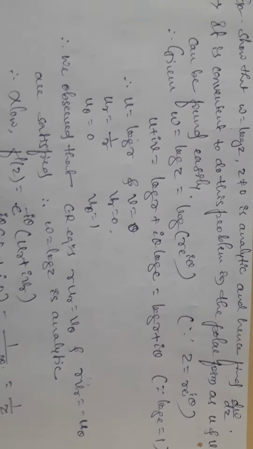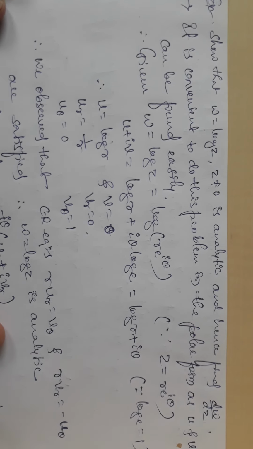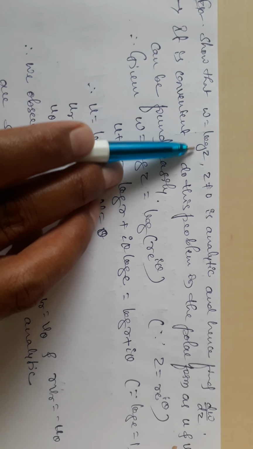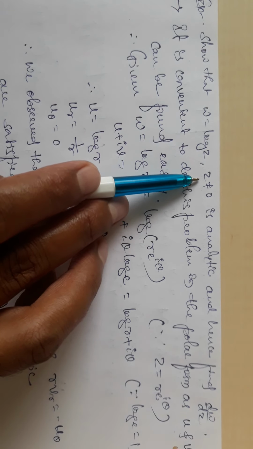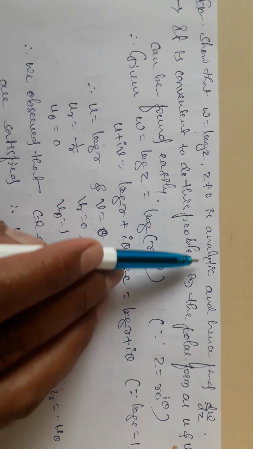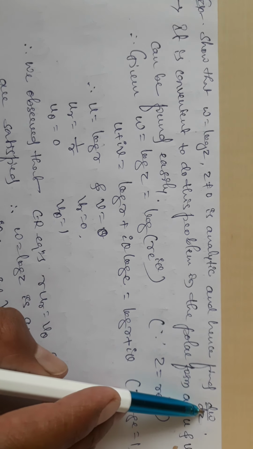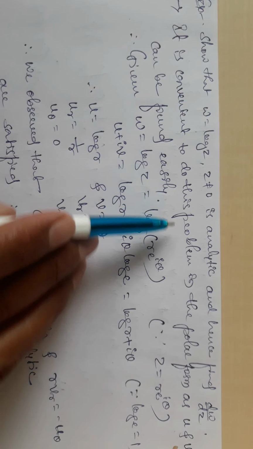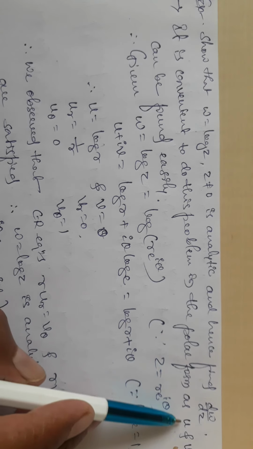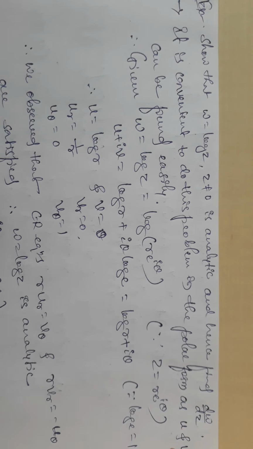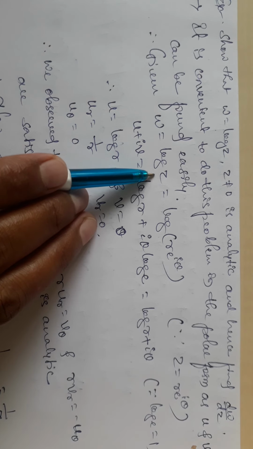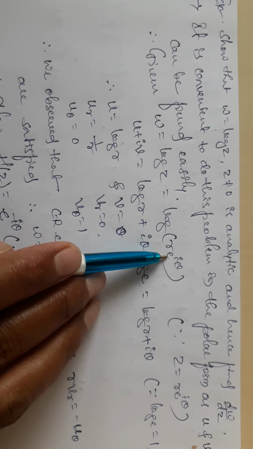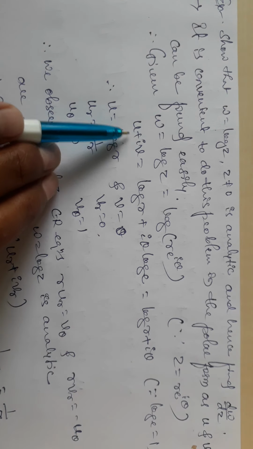Now consider one more example, which is in terms of polar form. Show that w equal to log z, z is not 0, is analytic, and hence find dw by dz. It is convenient to do this problem in the polar form because u and v can be found easily. Given w equal to log z, it is in the polar form, z is r into e to the power i theta. w is u plus iv.